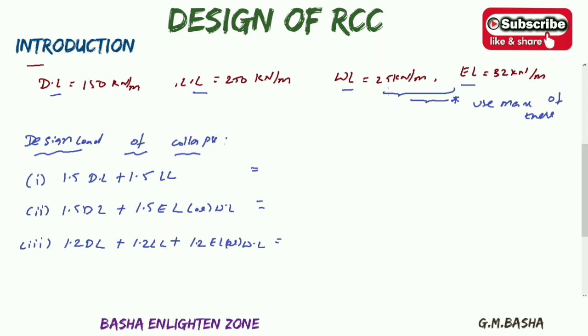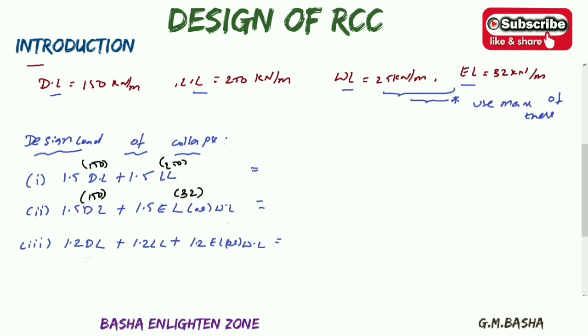For example, if the question mentions only wind load, we take wind load. But if both are given, at that time we have to take whichever is maximum comparing these two. Here, for dead load we take 150 kilonewton, and we substitute that value directly. Live load is 250 kilonewton. Coming to the earthquake load or wind load, one is 25 and another is 32, so you take whichever is maximum of these two and simplify.